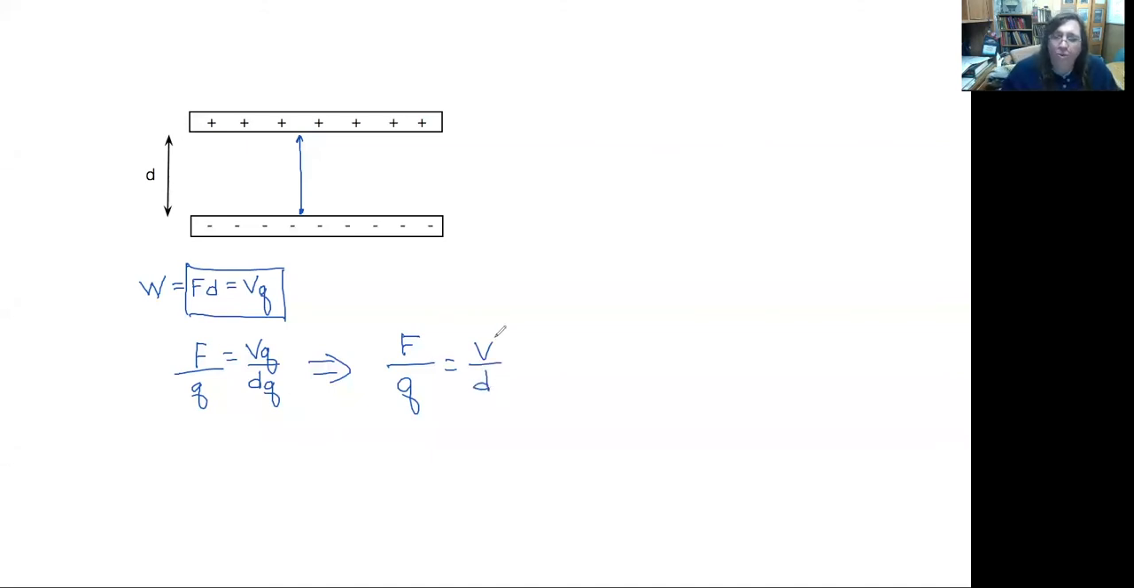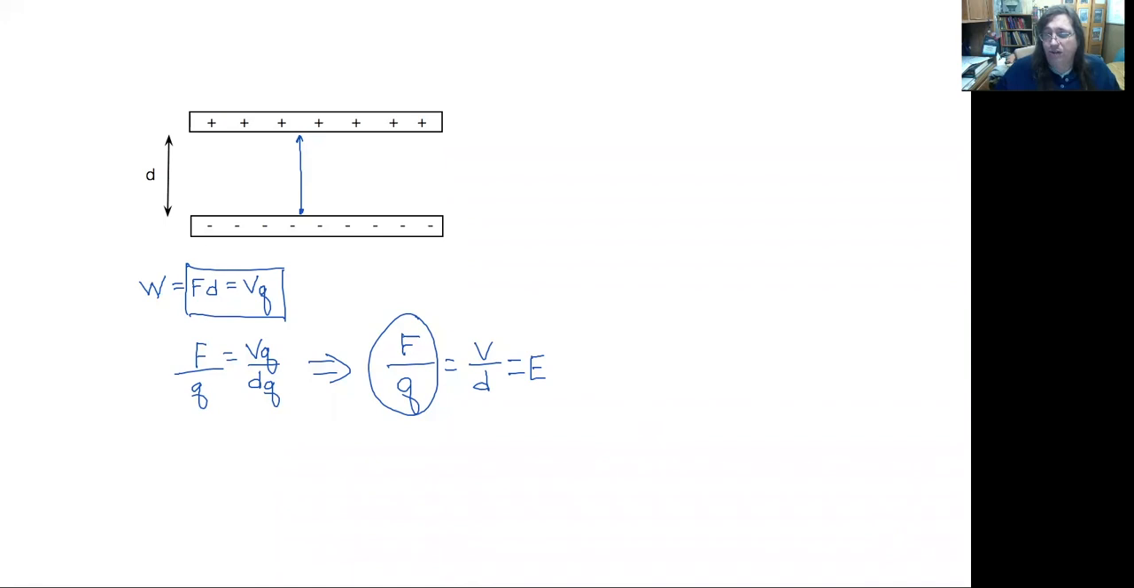Now, the important part about this is to remember that in our previous video, we showed that this right there is actually an electric field. So because these terms are equal to each other, we know that V over D is another way I can show an electric field.